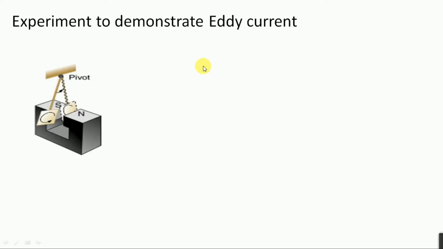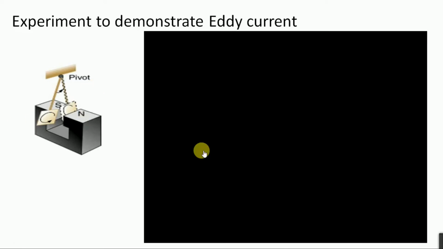Now we'll talk about some experiments to demonstrate eddy current. In this picture you can see there is a pendulum with a metallic plate, and this plate is non-magnetic, meaning it is made out of aluminium or copper which is not attracted by the magnet. When we oscillate this plate in the magnetic field, the flux through the plate changes and there will be induced eddy current which will try to oppose the cause, and the cause is motion. So eddy current opposes the motion of the pendulum. This pendulum will come to rest quickly, so we'll see the same in the video.